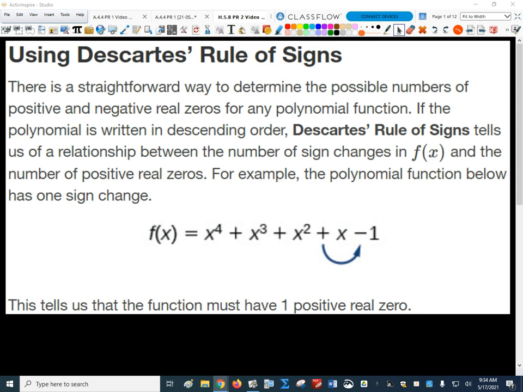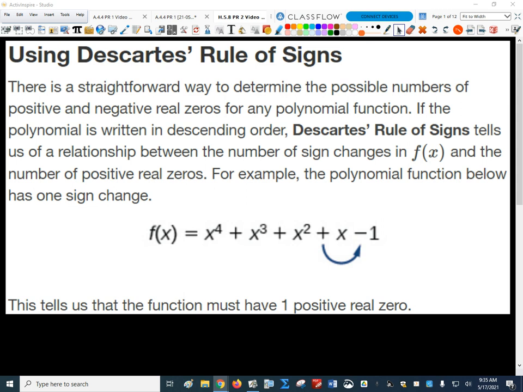I want to show you Descartes' rule of signs today. It's a clever way for a person to determine the possible numbers of positive and negative real zeros for a polynomial, okay? So if you write the polynomial in standard form, it has to be in standard form, so, descending order of powers like we normally would.